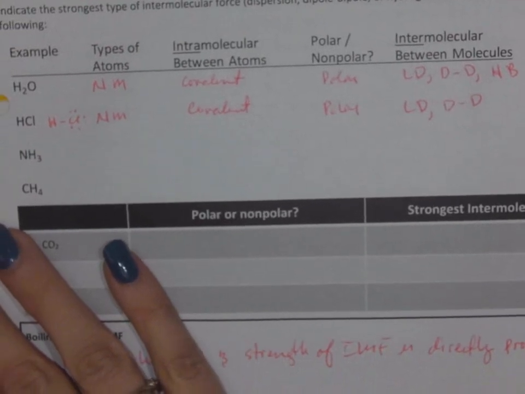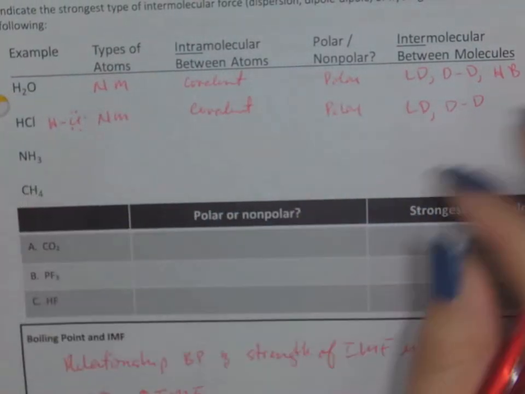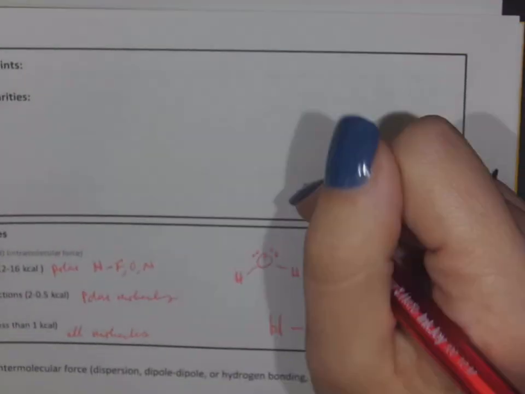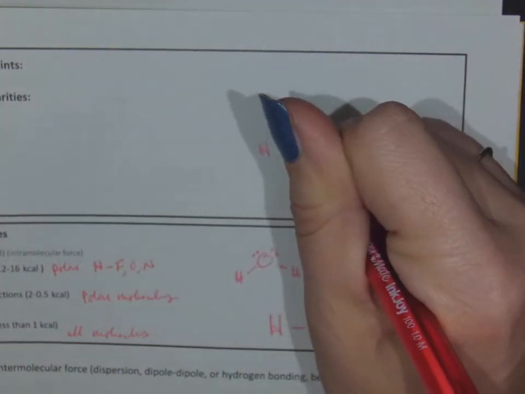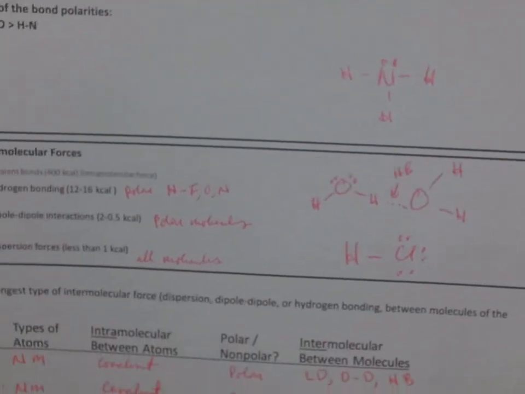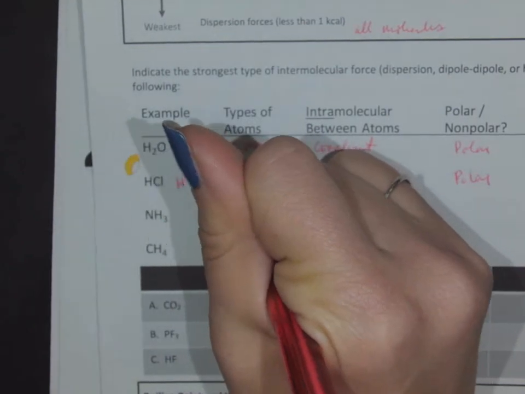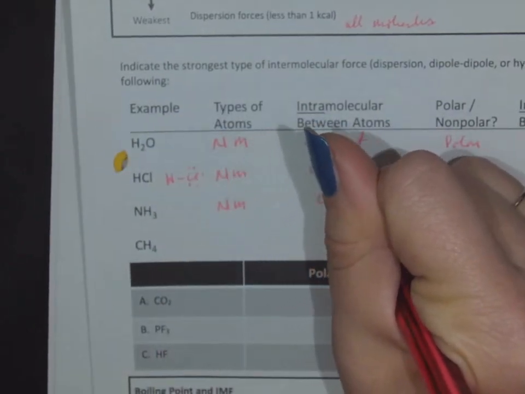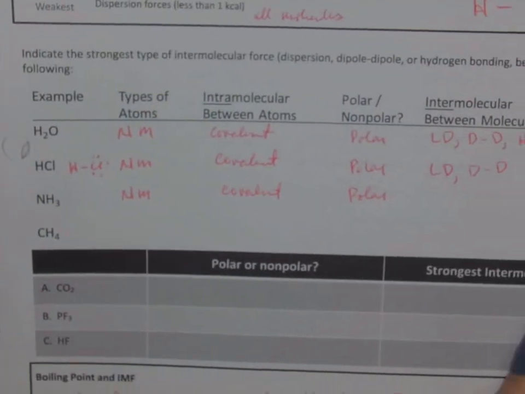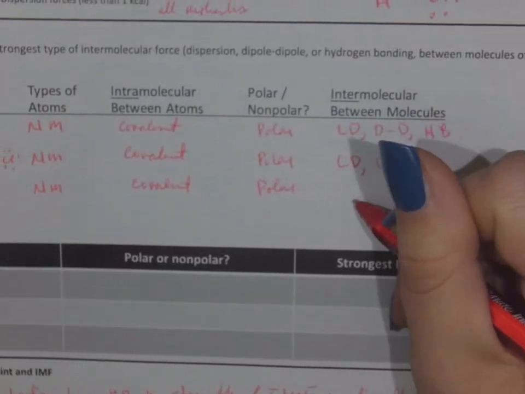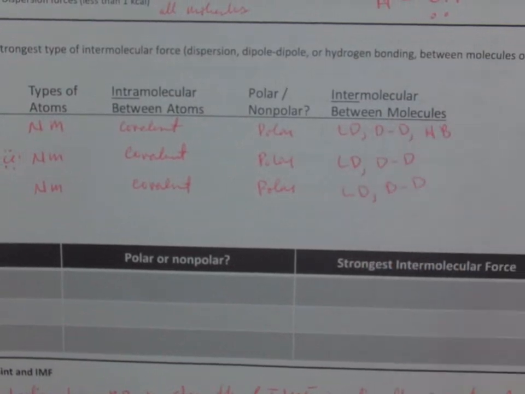Okay, so looking at these next two, if I were to draw the Lewis dot structure of NH3, this is what it would look like. And we have another molecule that's asymmetrical. So nitrogen and hydrogen are nonmetals. It's another covalent bond. And this is a polar molecule. Oh, so it's going to be really similar to before, where it's a molecule and all molecules experience London dispersion, and it's also polar, so it'll have dipole-dipole.